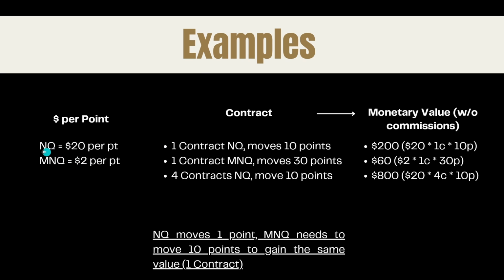So if you use this as your reference, NASDAQ is $20 per point. Micro NASDAQ is $2 per point. If you have 1 contract of NQ and it moves 10 points, then you're going to do 20, which is your point value, times 1 contract times 10 points equals 200. 1 contract of the micro, we move 30 points, that's going to give you 60. 4 contracts of NQ, and we move 10 points, you're going to get 800, right? Because $20 per point times 4 contracts times 10 points equals 800. So if NQ moves 1 point, MNQ needs to move 10 points to gain the same value for 1 contract.